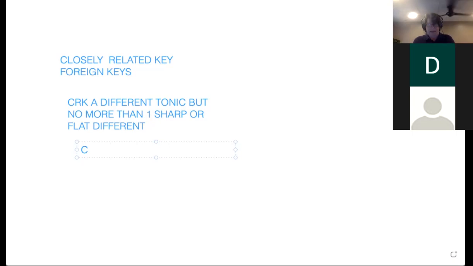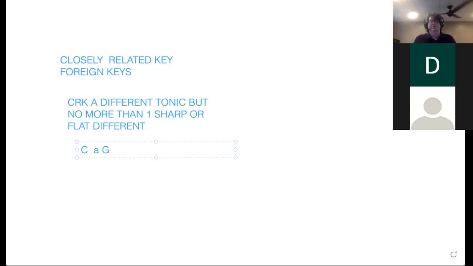A minor. A minor. So A minor is one. I'll do a capital letter for major and a small letter for minor. A minor has no sharps or flats different, but a different tonic. Who wants to give me another? G major. G major, because G major has one sharp and it's a different tonic. So it's a closely related key.